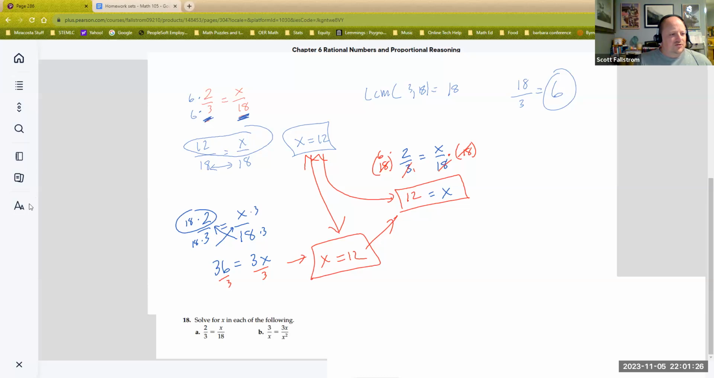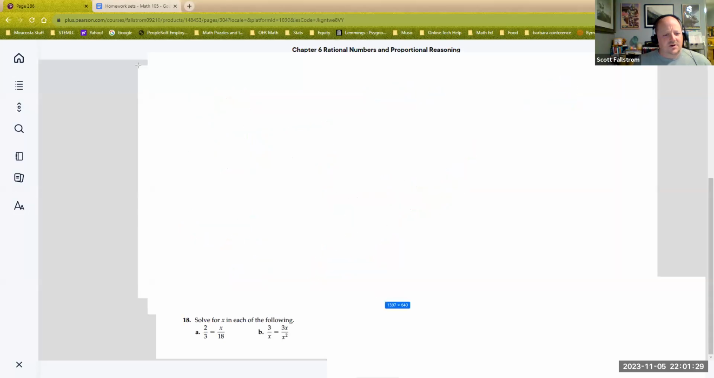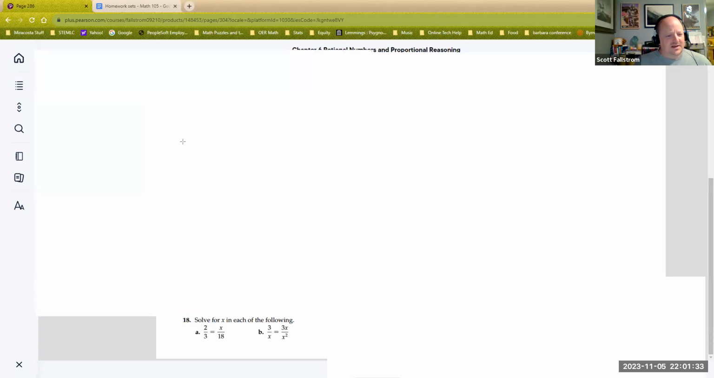Let's jump in and try the other one, because the other one looks a little bit weird. Maybe you're in that boat. You're like, what is happening there? There's a lot of variables. But again, don't let it freak you out. So what? So there's variables. You could use all the same techniques that we had in the past. 3x over x squared. When are these equal to each other?